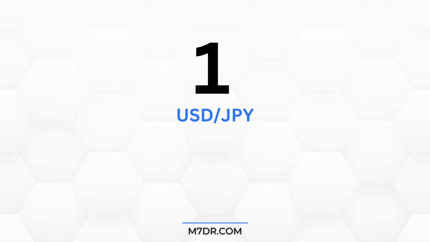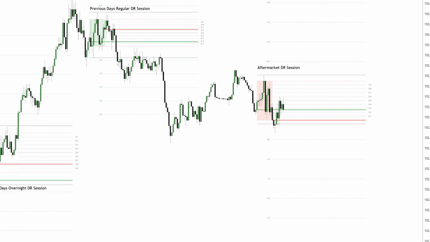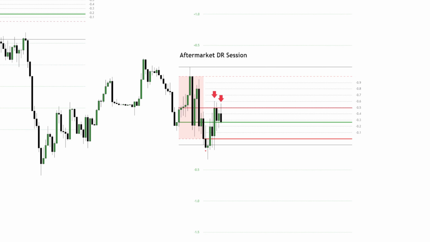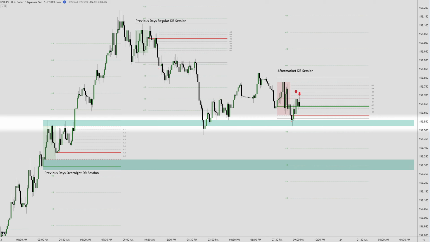And here's the number 1 trade of last week, US dollar versus the Japanese yen, Wednesday aftermarket DR session trade. The session closed as a red DR box with an immediate short confirmation, setting the tone for potential shorts. Looking left, we don't have any previous DR session levels aligning with the current defining range. Price retraces back into the defining range and starts rejecting the IDR mid 3 times, which could signal an entry for a short. If we're considering a short here, we want to see price break below the previous day's ODR highs. This opens the door to targeting levels below, like the 1 standard deviation level.